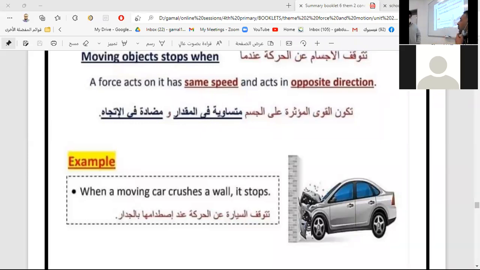What happened when the car crashed with the wall or with another car? Why does it stop suddenly? Explain to your friends. The wall has what? Has a force. The wall has a pushing force, but in opposite direction. The wall has another force in opposite direction. Very good.